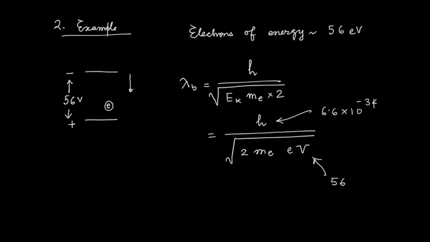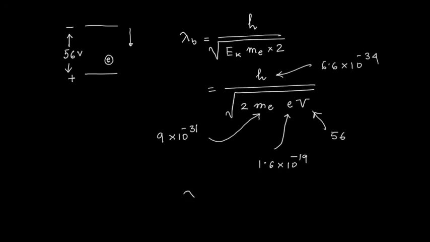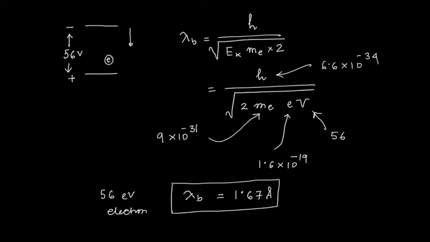This is 6.6 into 10 to the minus 34, Planck's constant. Electron mass is 9 into 10 to the minus 31 kg. Electron charge is 1.6 into 10 to the minus 19 coulomb. Once you put in all this, you will get lambda de Broglie for the 56 electron volt electron. This will come out to be 1.67 angstrom.